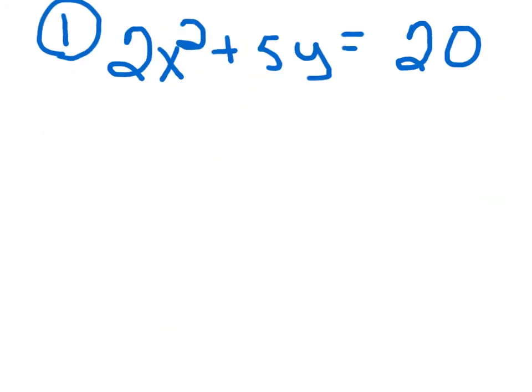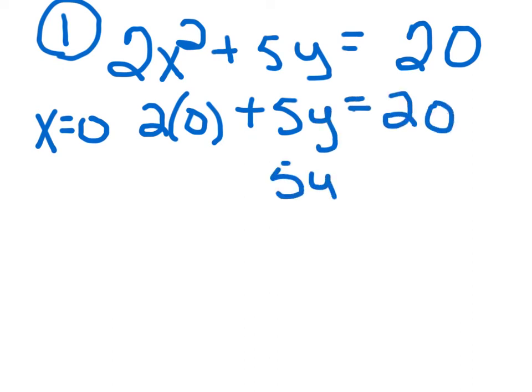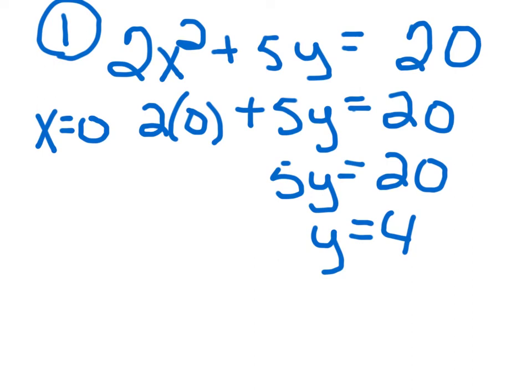Okay, so let's do an example. Let's say you're told to find the x and y intercepts of this equation. You start by letting x equal 0. So 2 times 0 squared plus 5y equals 20. So 5y equals 20. So y equals 4. So your first intercept is (0, 4).